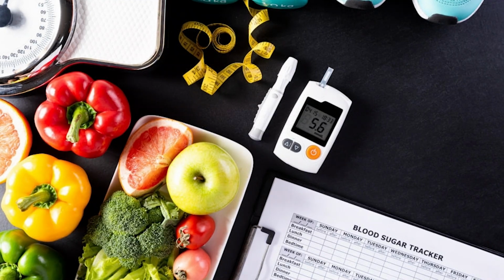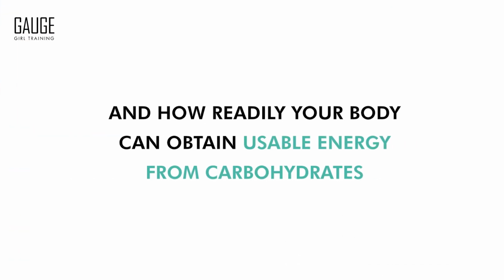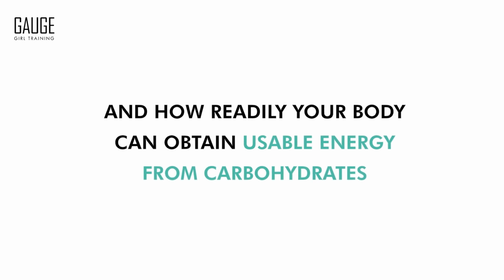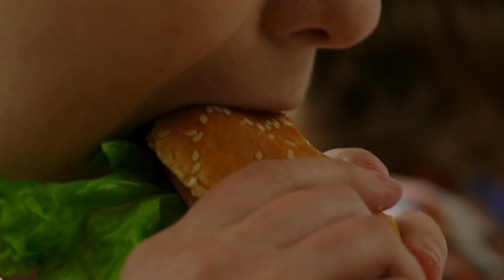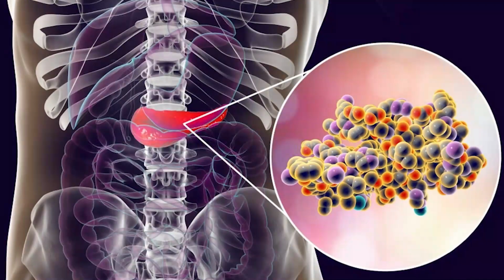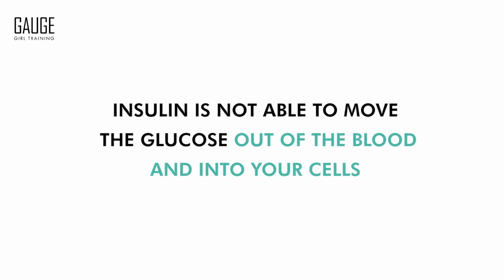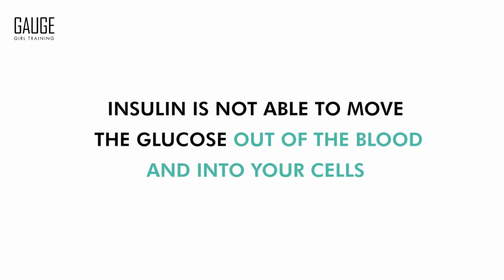So the first factor is glucose metabolism, and how readily your body can obtain usable energy from carbohydrates defines the efficiency of your glucose metabolism. So when you eat carbs, it causes your body to have a spike in blood sugar. That causes your body to release insulin from the pancreas. Insulin is the messenger hormone that takes glucose out of the blood and into the cells. If you are inefficient in your glucose metabolism, what's going to happen is insulin is not able to move the glucose out of the blood and into your cells.